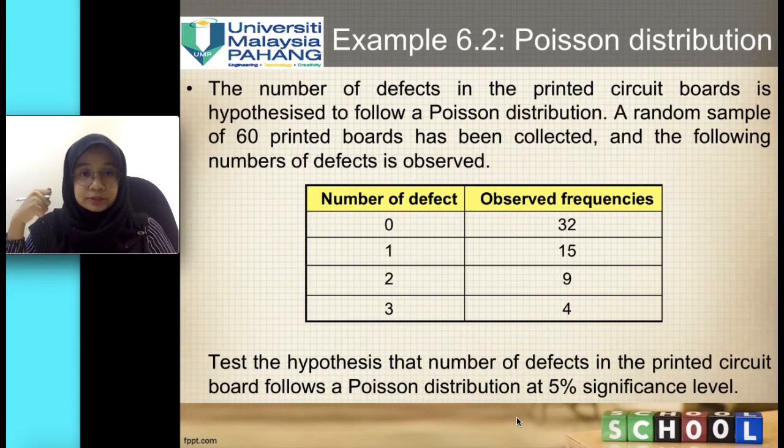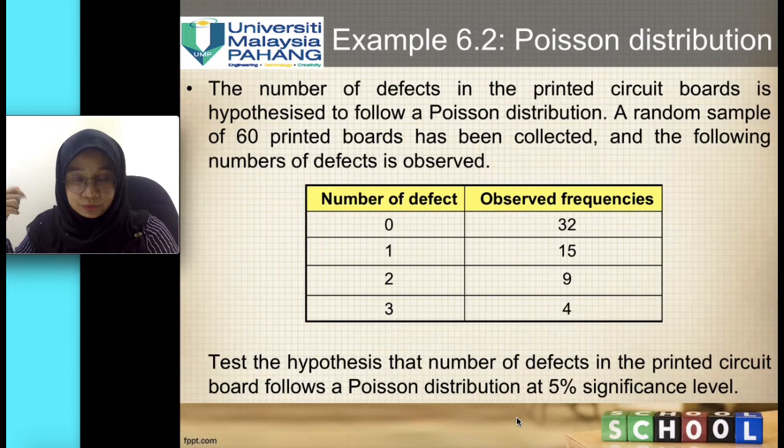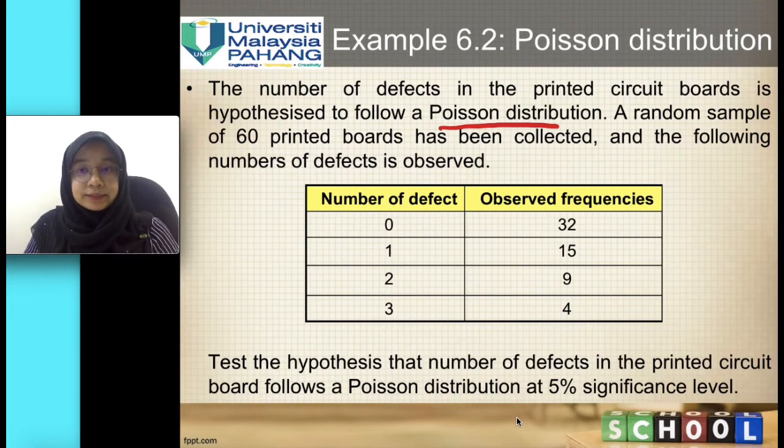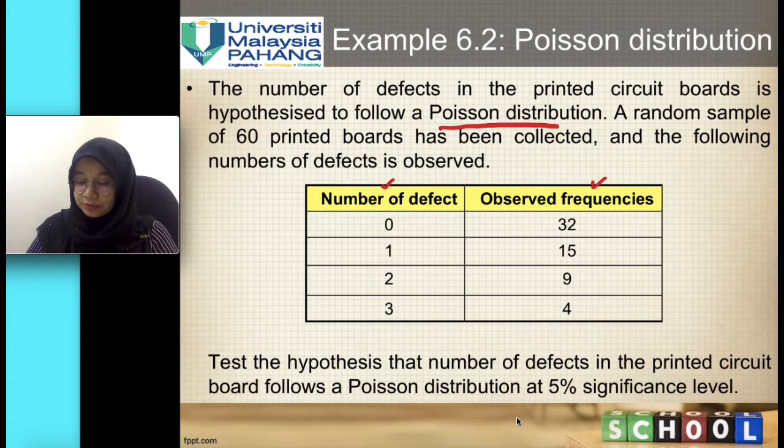So let's look at example 6.2, Poisson distribution. The number of defects in a printed circuit board is hypothesized to follow a Poisson distribution. A random sample of 60 printed boards has been collected and the following numbers of defects are observed. This is the number of defects, and this is the frequency. No defect at all is 32. 1 defect is 15. 2 defects is 9. 3 defects is 4. Test the hypothesis that the number of defects in the printed circuit board follows a Poisson distribution at the 5% significance level. So you have to test whether the number of defects in the printed circuit follows Poisson or not.